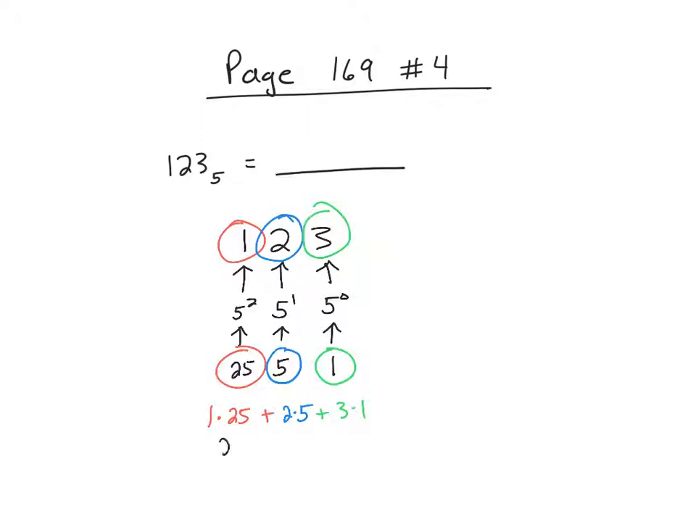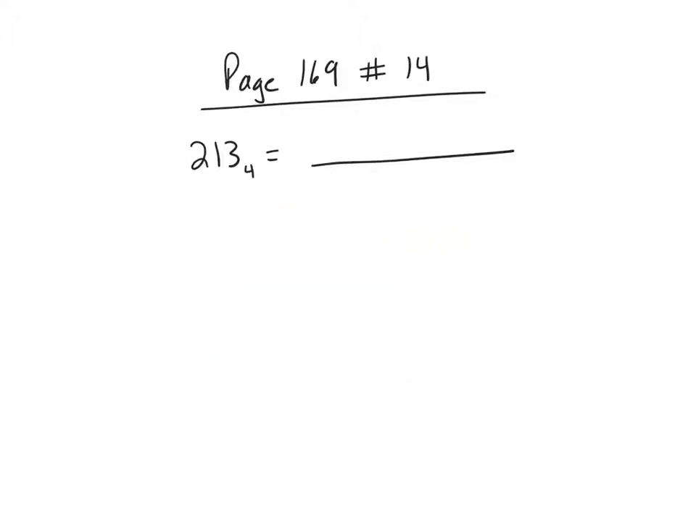So 1 times 25 is 25, 2 times 5 is 10, 3 times 1 is 3, and when I add those all together, I get 38. So 1, 2, 3 in base 5 turns into 38 in base 10. Okay, here's another example. The number 213 in base 4.